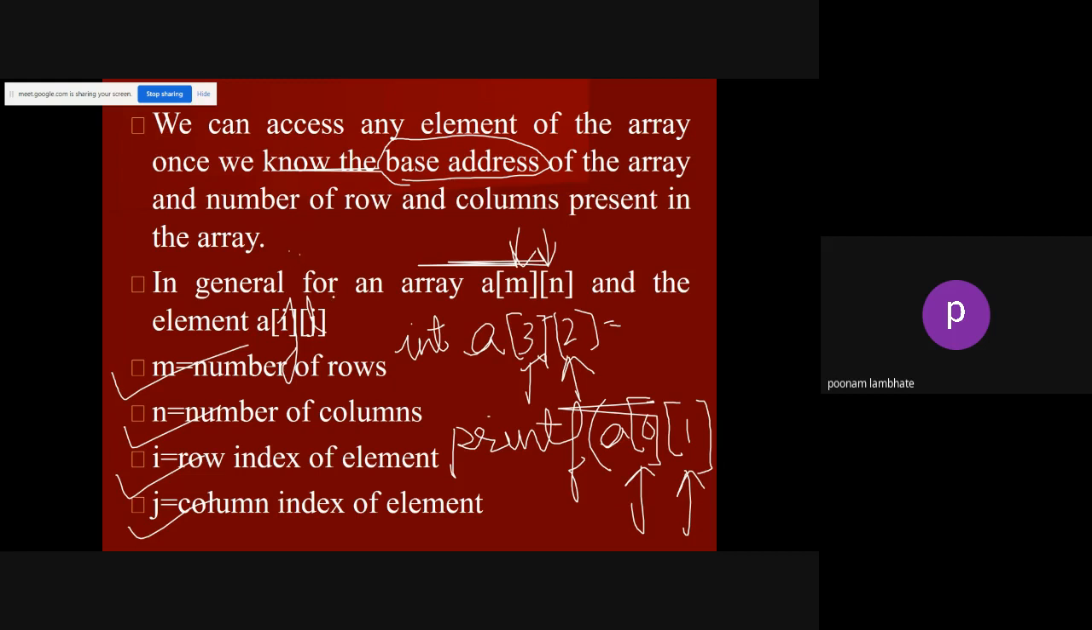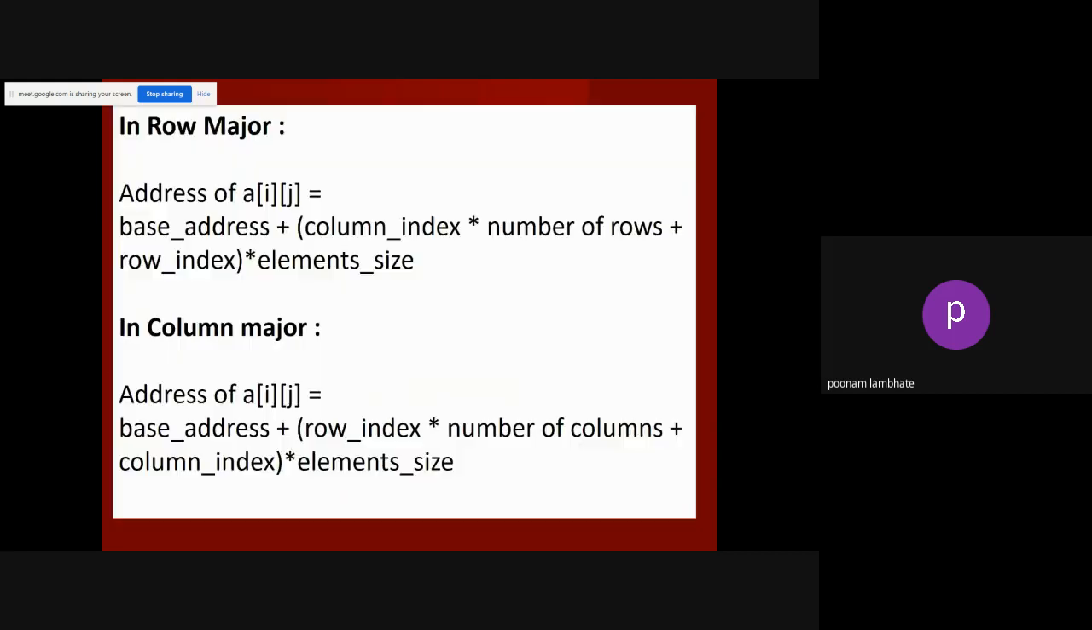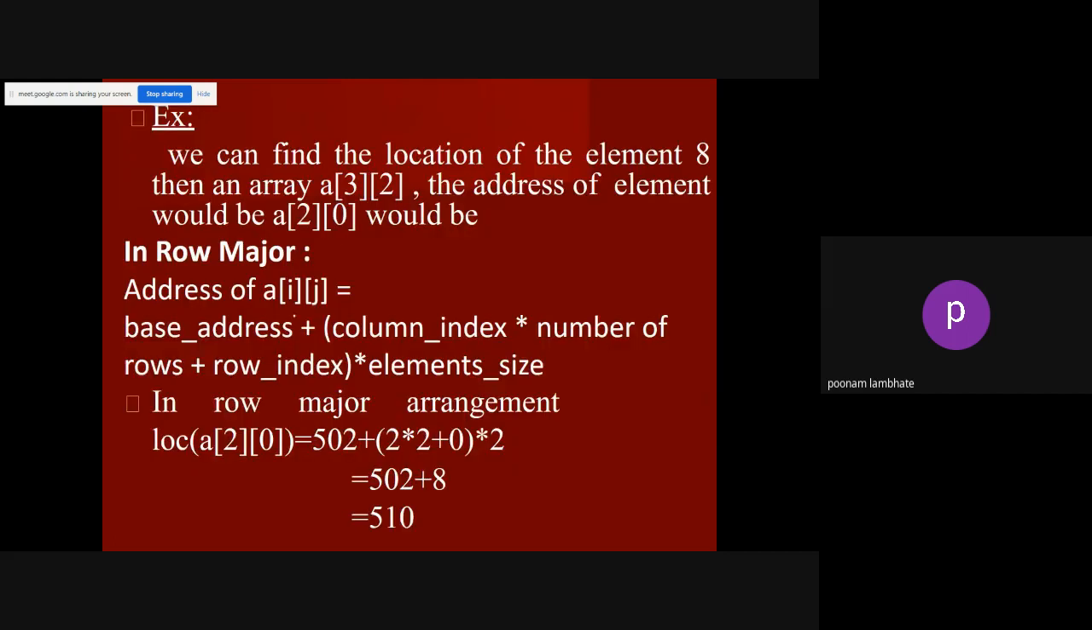Whatever you write first is row, irrespective of what variable you are using. You can use i, j, a, b, c, d, whatever, but whatever you write first is row and whatever you write second is column. So how to calculate the address in row major and column major? This is the formula: base address plus, if it is row major, column index into number of rows plus row index into element size. When we see an example, you will understand.